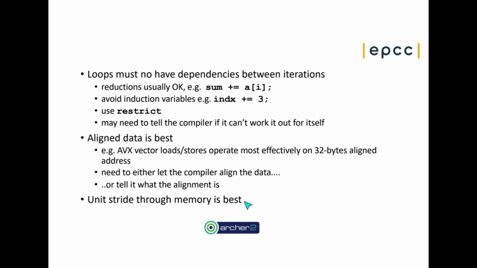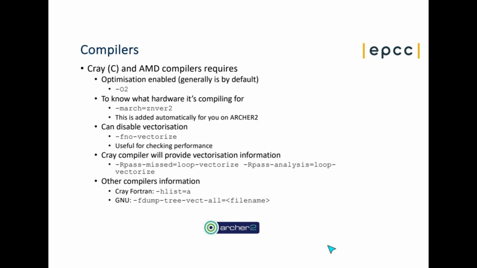And again, the best case is usually if you have unit stride through memory. So your loop iterations go through arrays one element at a time, and don't jump around. So all in all, that is quite a big list of restrictions on things that will work for vectorization.